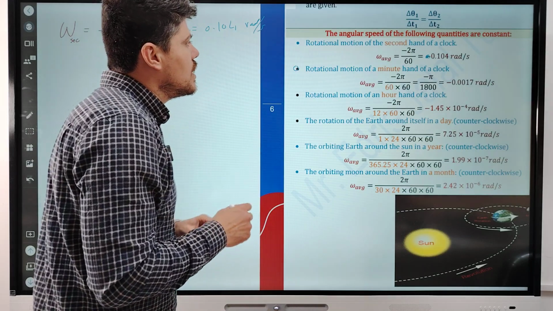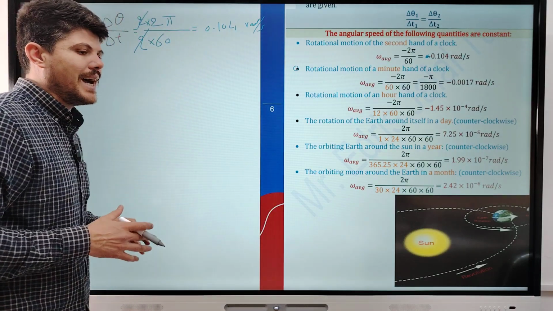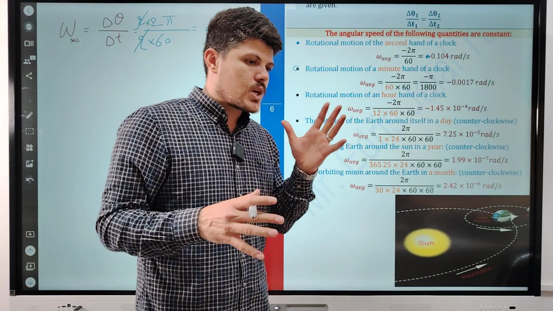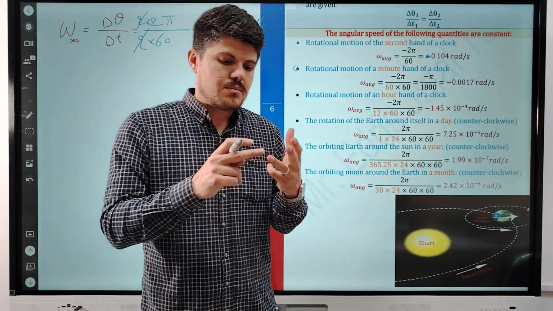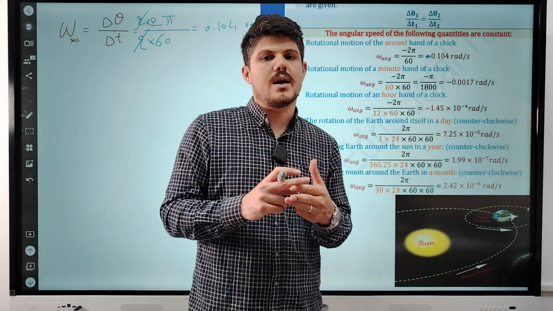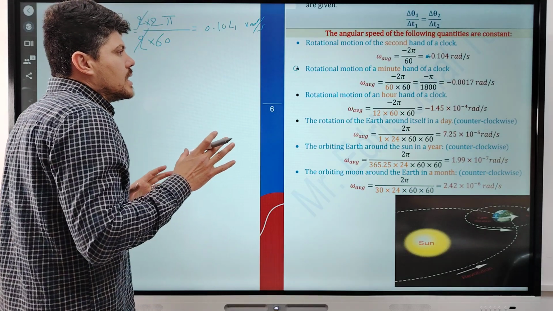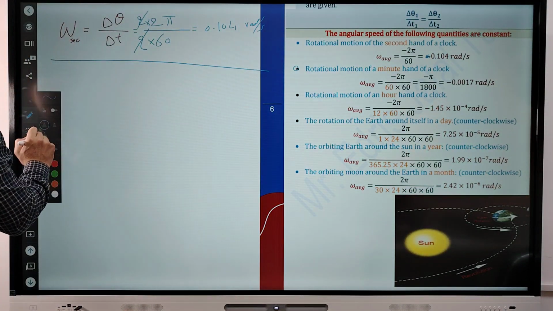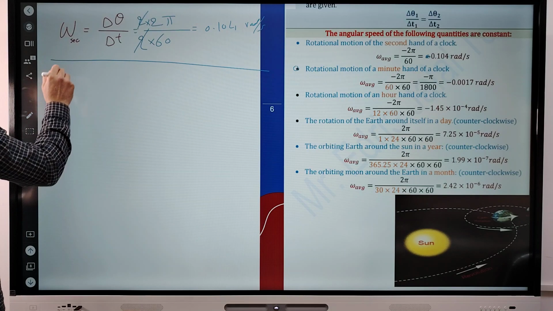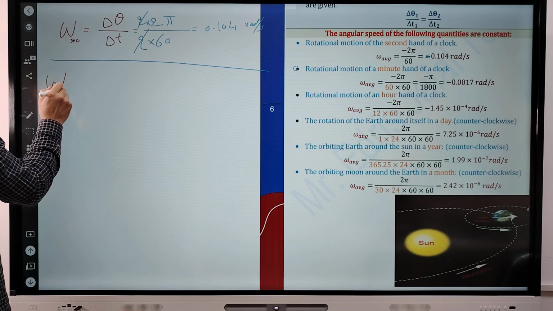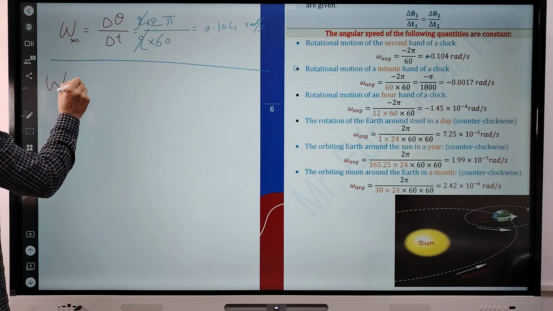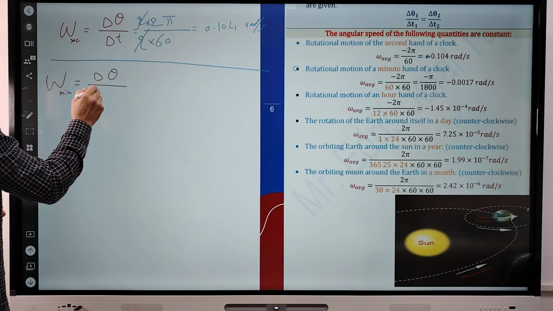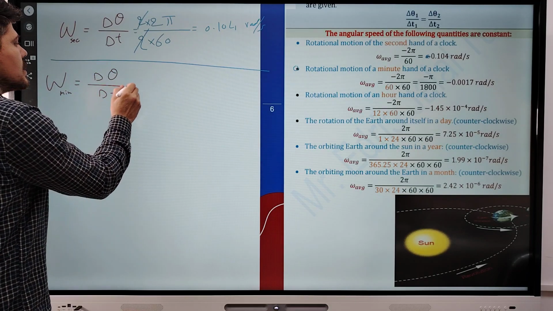The second one is the rotational motion of a minute hand. As you know, the clock has 3 hands: minute hand, second hand, and hour hand. For the minute hand, how can you determine the angular speed? Delta theta over delta t.